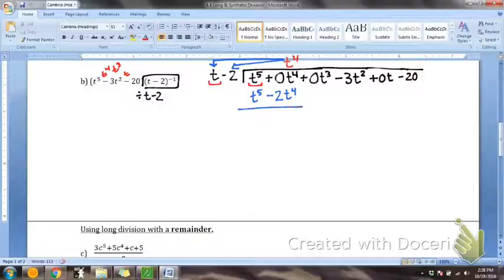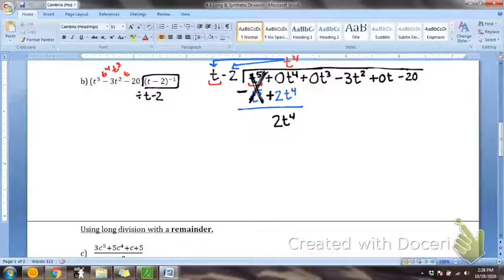So one of the things that you can do, watch what I'm going to do up here with my subtraction sign. I know that I need to subtract this, which means I'm going to change this sign. So you can go ahead and do that if you want to. Or you can put it in parentheses and do it that way. T to the 5th minus t to the 5th cancels. 0t to the 4th plus 2t to the 4th is 2t to the 4th.